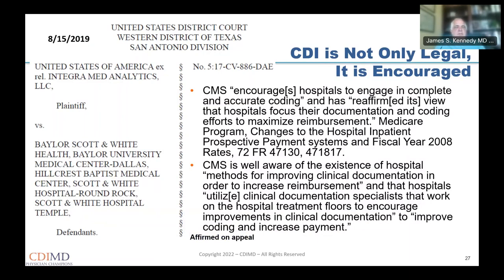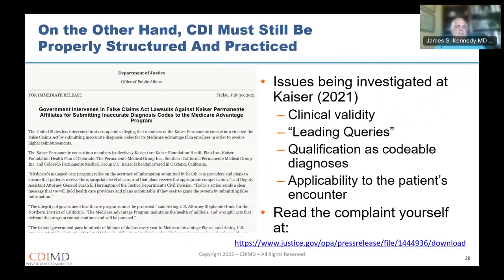This lawsuit in Texas said that CMS is well aware of CDI activities, and they understand that this will improve payment. On the other hand, if one is pushing for diagnoses that cannot be supported by the patient's circumstances, that could be considered upcoding, and upcoding is fraudulent, right coding is not. This is exemplified by a current lawsuit against Kaiser, a hospital system primarily on the West Coast, but in other cities like Atlanta, Georgia, and in the Northeast, where Kaiser is being held accountable for the clinical validity of their codes, what they call leading queries, and what qualifies as a codable diagnosis, whether or not it should be applied to a patient's encounter. We want to be aware of this.